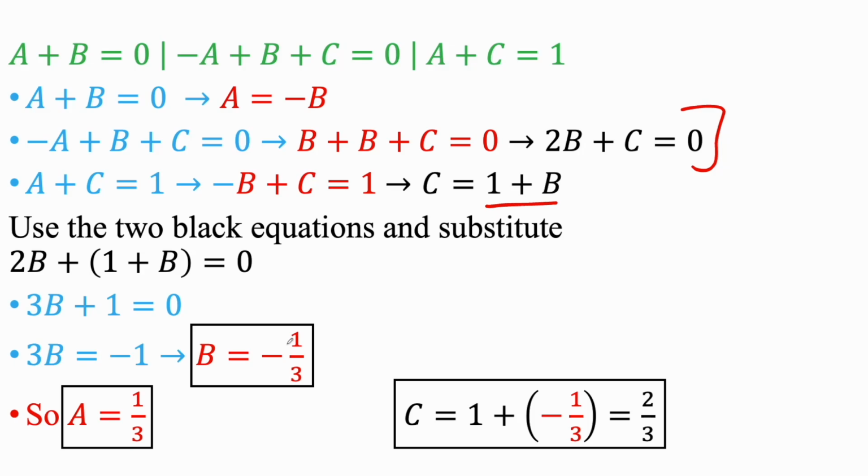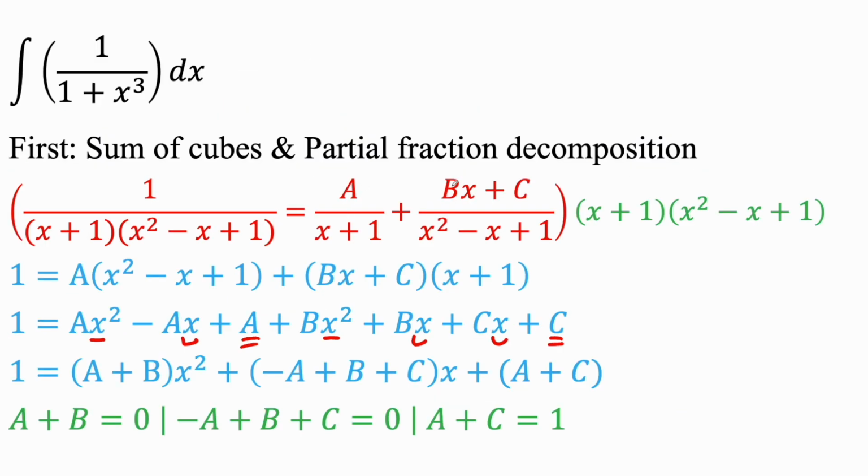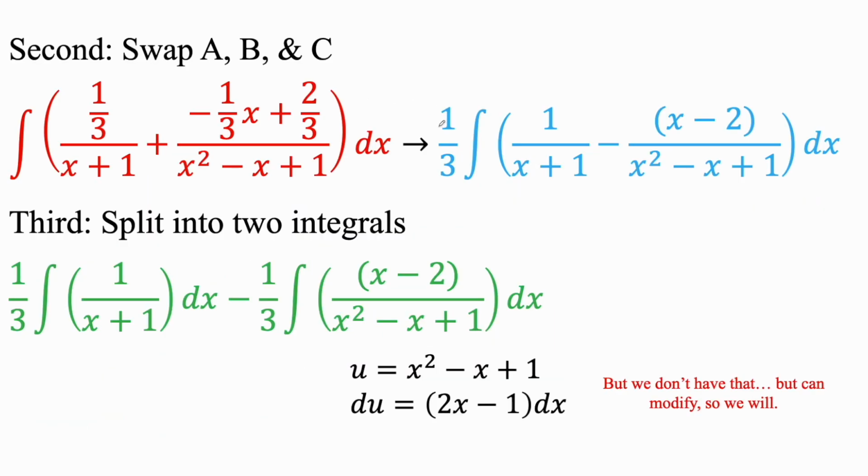And once we know B, we can replace it. So A is equal to negative B, so A is 1/3. Likewise, we can also get C. C is equal to 1 plus B. 1 minus 1/3 will give us 2/3. So that was a lot of work. And so now we're going to another page. So here all I did was swap. So I know my A, I know my B, I know my C. I'm swapping here. And from here, I'm going to split it up.